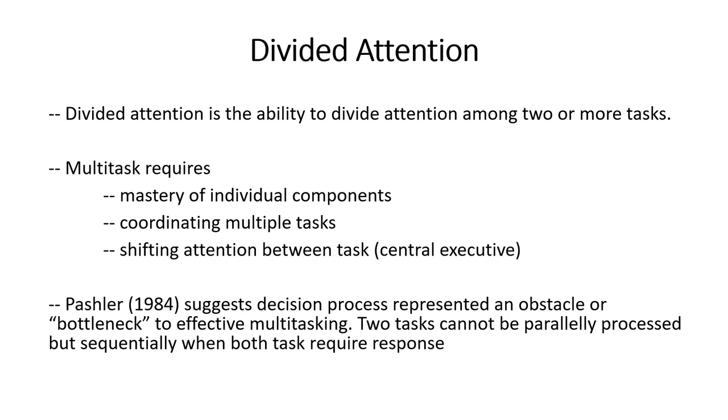Pashler suggests that the decision process represents an obstacle or bottleneck to effective multitasking. Pashler suggests that multitasking gets into a problem when two pieces of information appear at the same point of time. Now, if both the tasks are equally difficult, the two tasks will compete with each other and they cannot be parallelly processed. They have to be sequentially processed. There is a phenomenon in psychology which is called PRP, or the psychological refractory period.